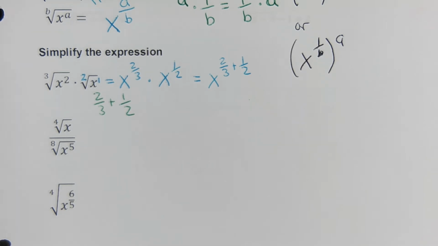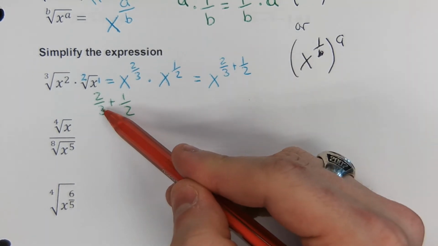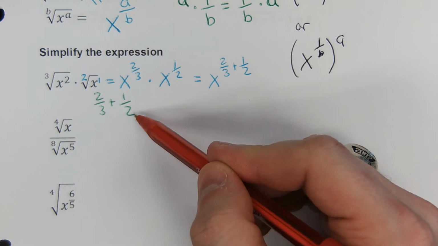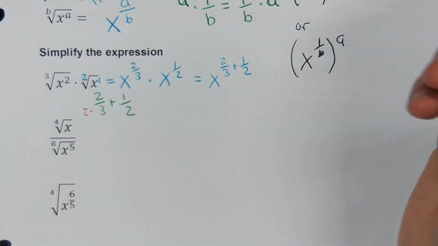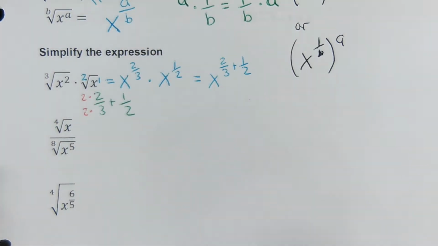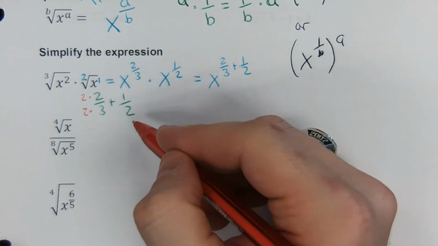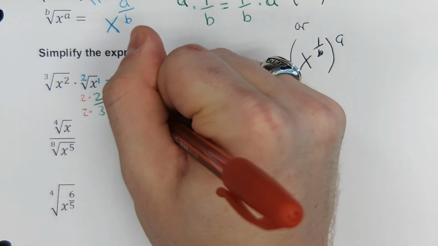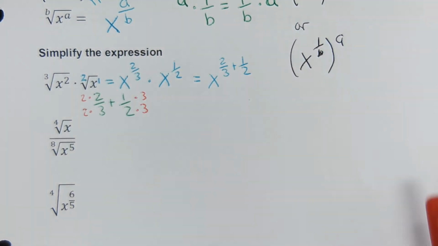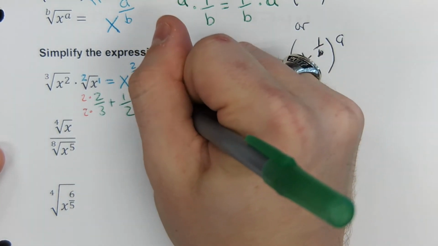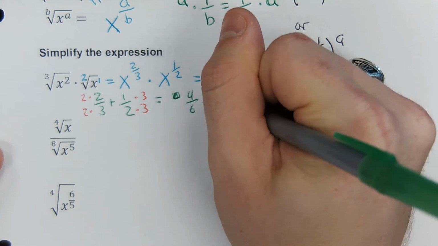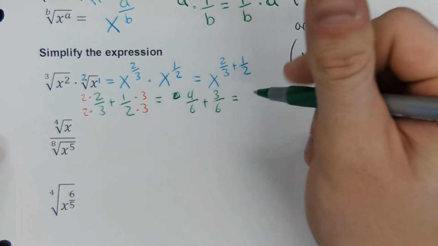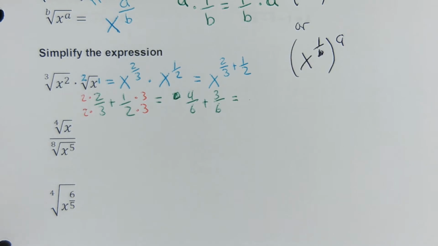6. 3 and 2 will both go into 6. So what I need is I need the bottom of this to be a 6, and I need the bottom of this to be a 6. The only way that this 3 becomes a 6 is if I multiply it by 2. But if you do it to the bottom, you have to do it to the top. And the only way that this 2 becomes a 6 is if I multiply by 3. If I do it to the bottom, I do it to the top. So that gives me 4 over 6 plus 3 over 6, which is 7 over 6.